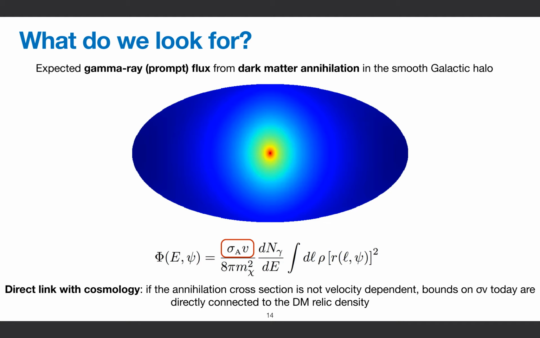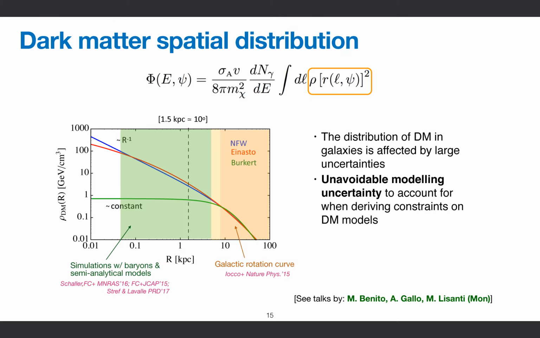So the shape of the signal is actually described by the spatial distribution of dark matter in the target that you are considering. And the flux of final photons is very sensitive to the distribution of dark matter in the targets, since for annihilation it depends on the square of it, and is integrated along the line of sight.